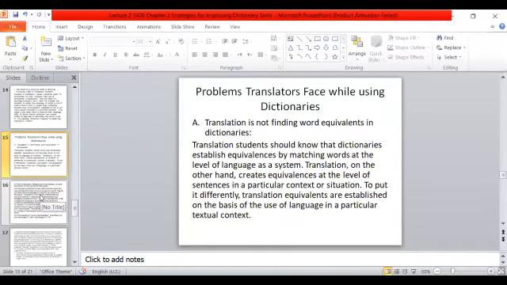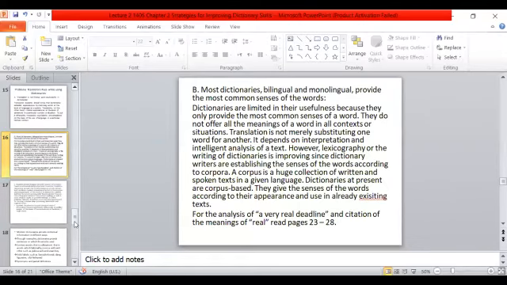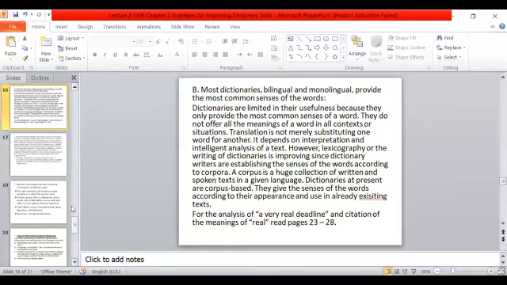To put it differently, translation equivalents are established on the basis of the use of language in a particular textual context. Second, most dictionaries, bilingual and monolingual, provide the most common senses of the word. Dictionaries are limited in their usefulness because they only provide the most common senses of a word. They do not offer all the meanings of a word in all contexts or situations.